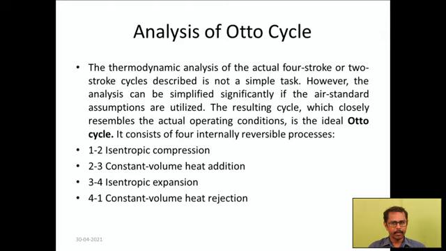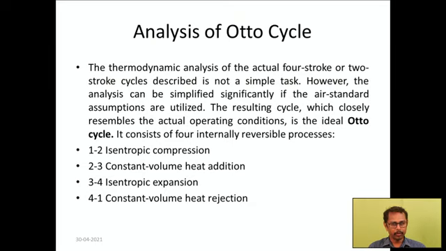And next we will see the analysis of the Otto cycle. As we discussed, with the following assumptions we have made, the thermodynamic analysis of actual 4-stroke or 2-stroke cycles described is not a simple task. However, the analysis can be simplified significantly if the air standard assumptions are utilized. The resulting cycle, which closely resembles the actual operating conditions, is the ideal Otto cycle. It consists of 4 internally reversible processes, because we have eliminated all the irreversibilities. Then only it is easy to compare thermodynamic cycles.